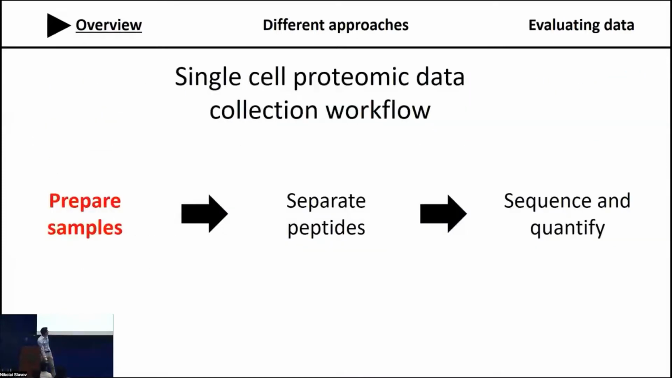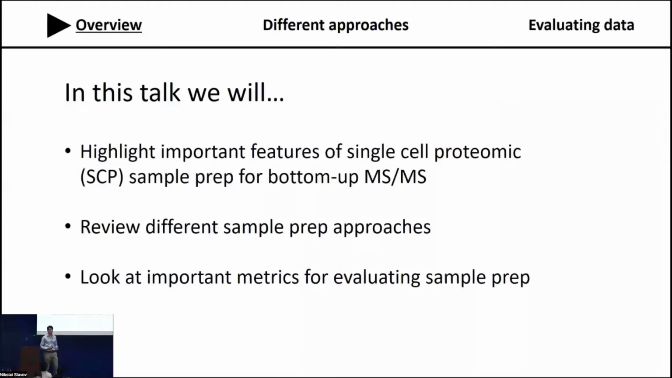Okay. Sorry about that. So in this talk, we're going to be primarily talking about the sample prep side of the workflow, and in subsequent talks, you're going to hear a little bit more about some of the more downstream parts of the process. And so just to give an overview of some of the things that we're going to be talking about here, first, we're going to address important different features that we'd ideally like to have in our sample prep, and then talk about different approaches that the field has taken. There's been kind of an explosion in methods for preparing samples by single cell proteomics by bottom-up mass spectrometry. And then we're going to talk about different ways of evaluating the quality of the data that you get from these sample preps, which can be a bit tricky.